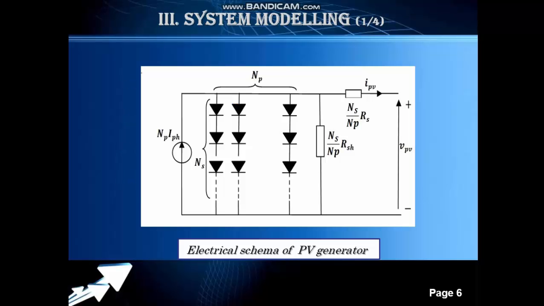Now we need to model the system in order to develop an advanced control strategy. In front of us, the electrical scheme of the PVG that contains NP number of modules in parallel. Every module is formed by NS number of photovoltaic cells in series. The choice of NS and NP is linked to the desired values of the voltage VPV and the current IPV.